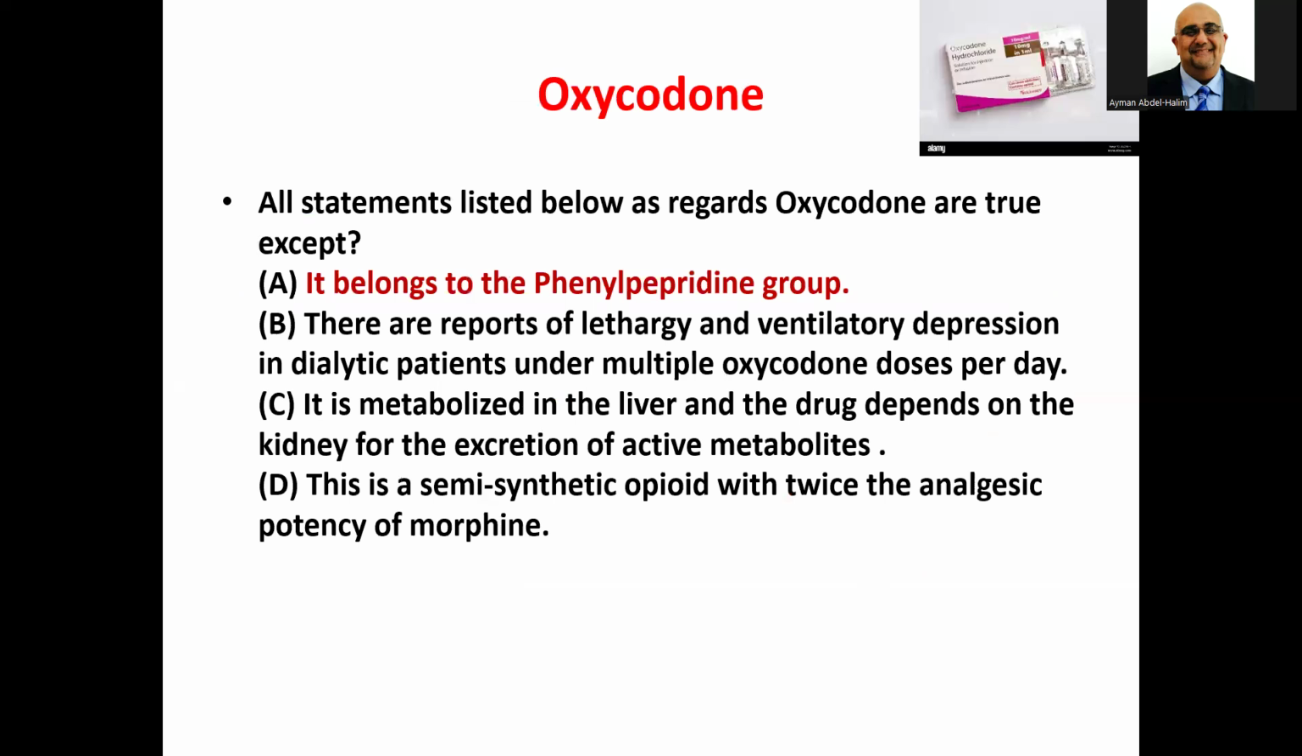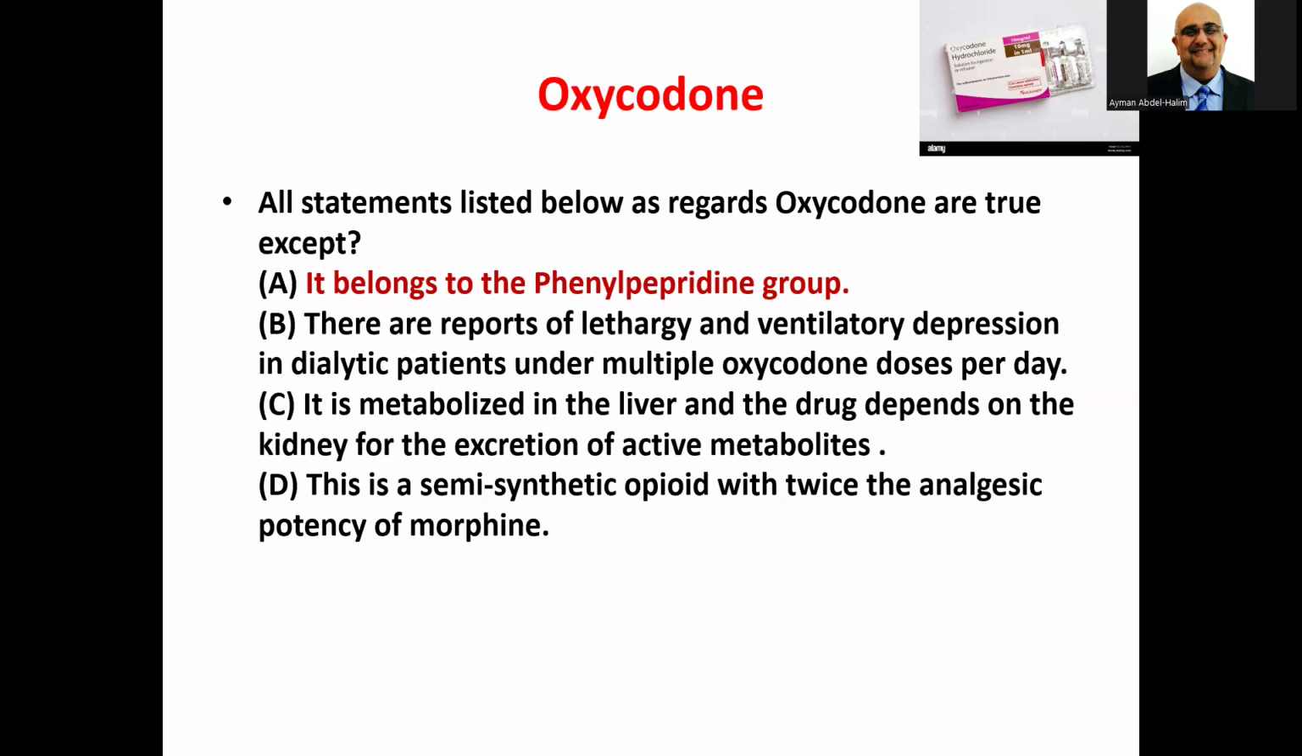Oxycodone. All statements below as regards oxycodone are true except it belongs to phenylpiperidine. No, this is wrong. Oxycodone is related to morphine. It's under the phenanthrene group.